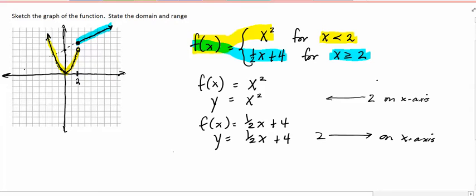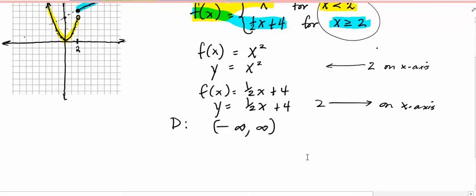Let's take a look at what the domain and range are. The domain, if I look at all of this, and I can even look right up here, what are they allowing me to put in for x? Well, by golly, they're allowing me everything from negative infinity to infinity. I can also verify that by looking at the picture.